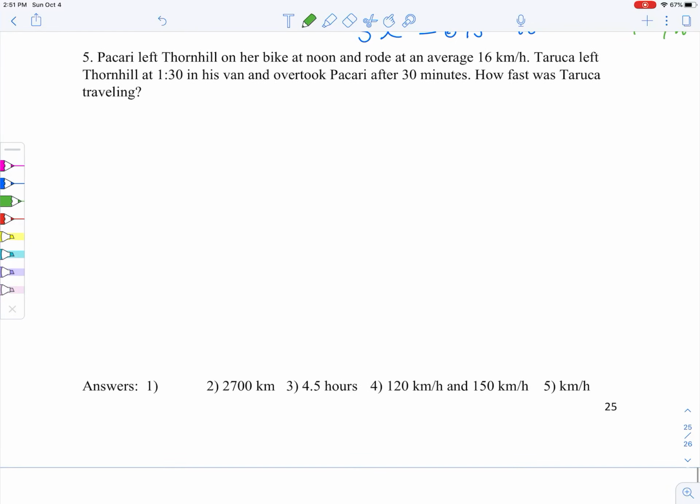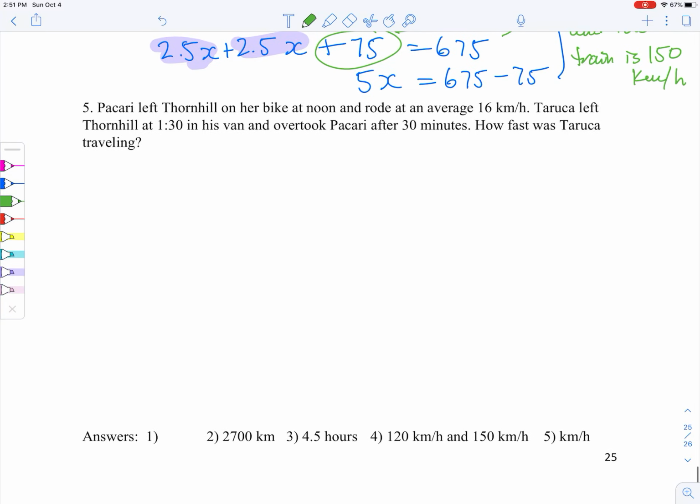Okay, question 5. Pakari left Thornhill on her bike at noon and rode at an average of 16 kilometers an hour. Taruka left Thornhill, excuse me, at 1:30 in his van and overtook Pakari after 30 minutes. So right away I'm noticing that we've got some times. We've got noon, which is really 12 o'clock. We've got 30 minutes. Everything else was in hours. So I'm going to change that into 0.5 hours. And I haven't even read the question, but what are they asking? They're asking us how fast was Taruka traveling.